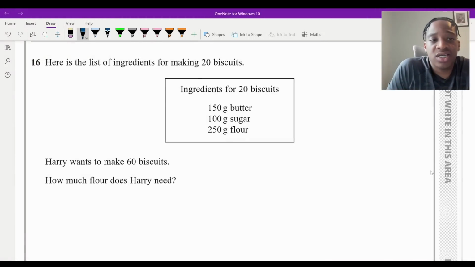Okay, so question 16 says, here is the list of ingredients for making 20 biscuits. We've got 150 grams needed for butter, 100 grams needed for sugar, and 250 grams needed for flour. Harry wants to make 60 biscuits. How much flour does Harry need?